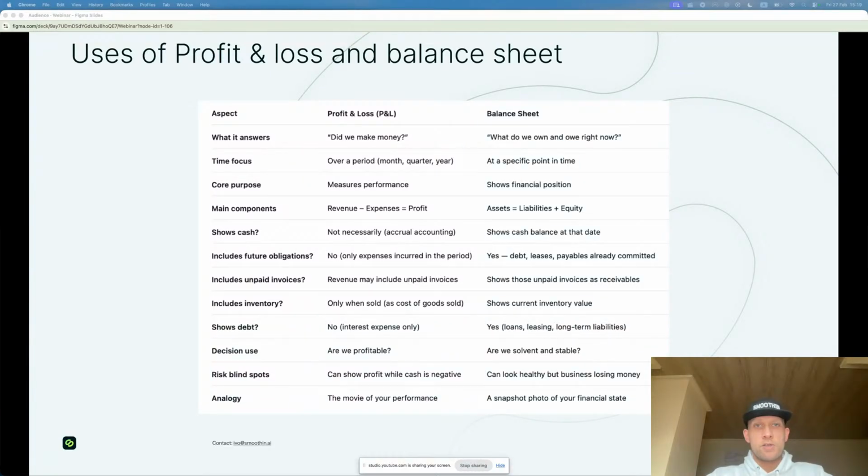Also, profit and loss is over a specific period, so it's usually annual, just set up by quarters or monthly. A balance sheet is at a specific date and time. And yeah, I mean, the core purpose, one is measuring the performance, the other one is showing the financial position. So, is there a lot of stuff behind this company? How have they used their capital, and what are their commitments to other people, right?